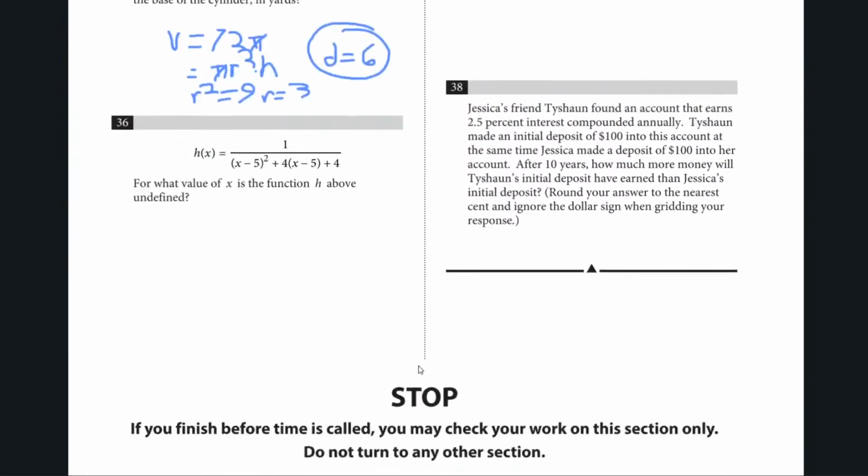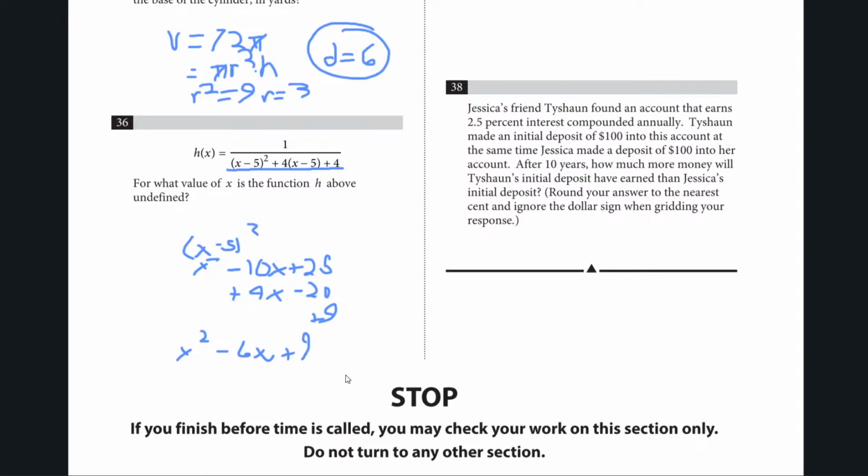Very cool. For what value of x is the function h above undefined? Functions are undefined when their denominator is 0. So what do we have to do to get this to 0? We have x minus 5 squared, which is x squared minus 10x plus 25. We have a 4x minus 5, so we add a 4x and subtract a 20, and then we add a 4. So we have x squared minus 6x, subtract 20 is 5, add 4 is 9.